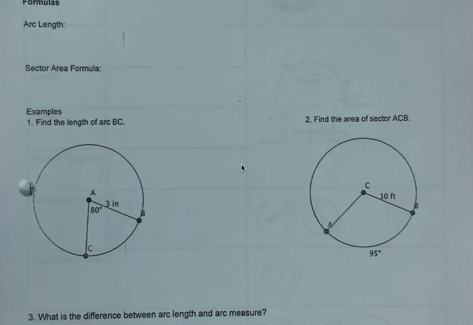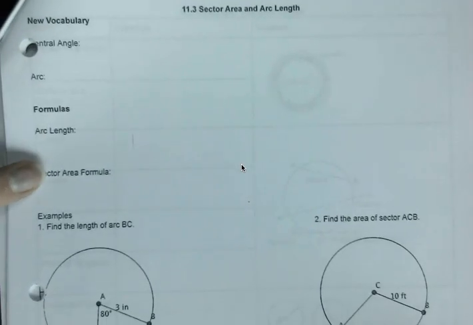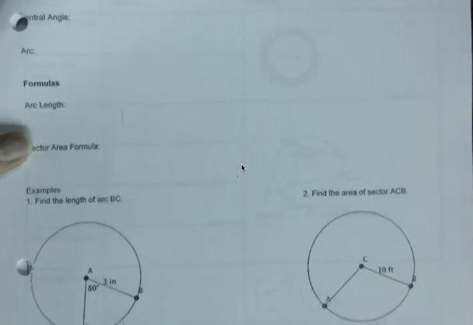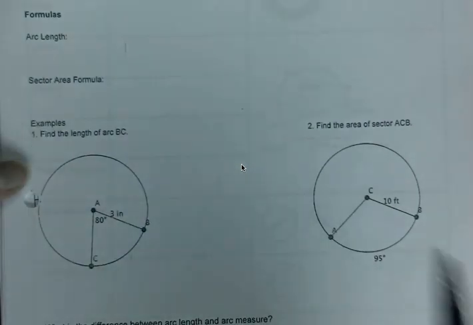Hello class. Today I'm going to be talking about section 11.3. We're going to look at how to find the area of a sector and how to measure arc length. So you can get the rest of your vocab from your book or from Google Classroom. I have these filled out for you, but I'm going to go ahead and just start with the formulas for now.